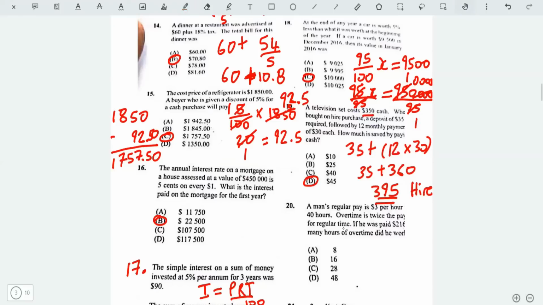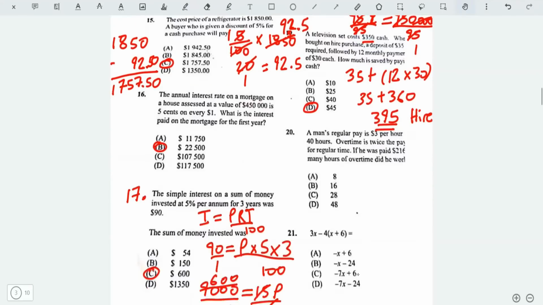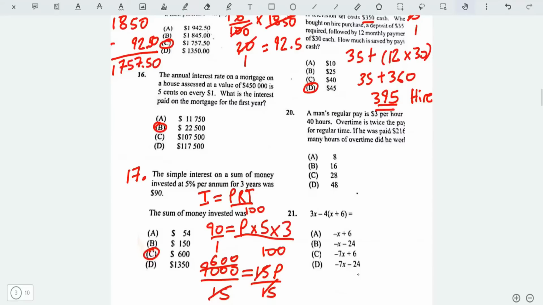So the message I want to share is don't buy anything on hire purchase. All right, students, as soon as you get older and you start working, don't ever buy anything on hire purchase. Pay with cash.